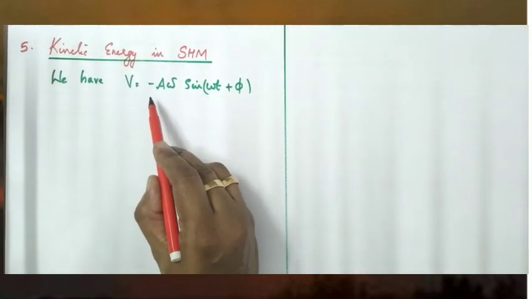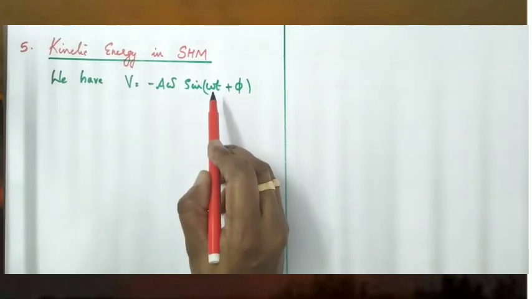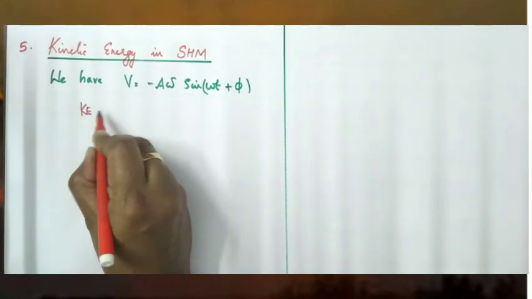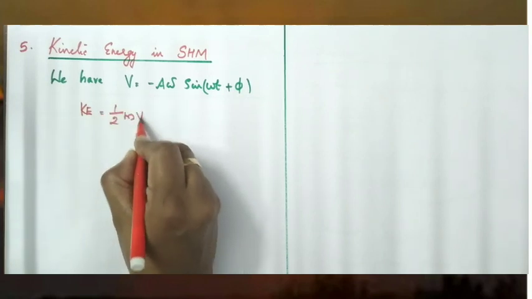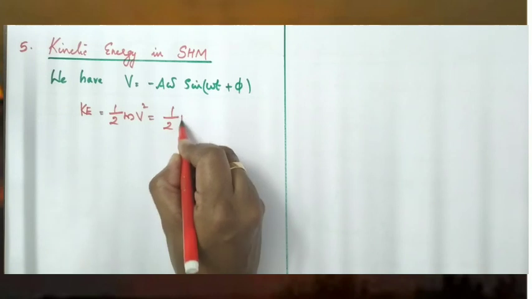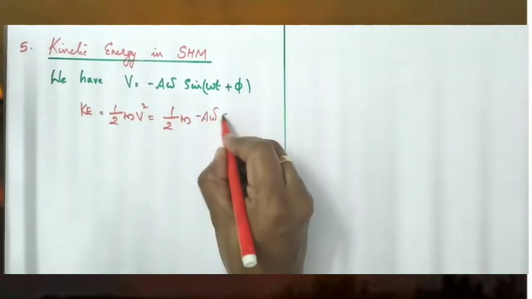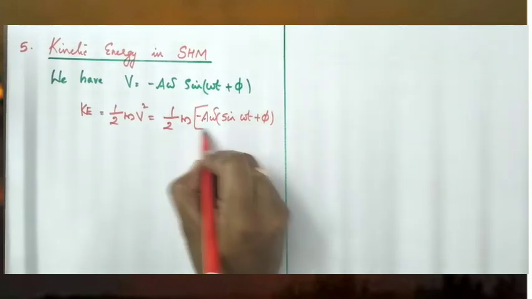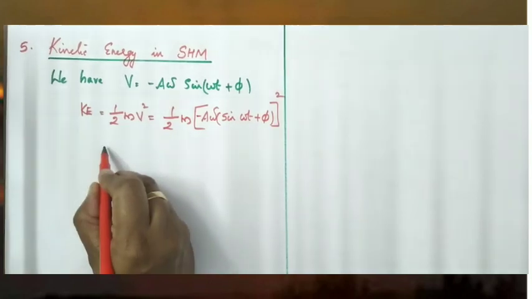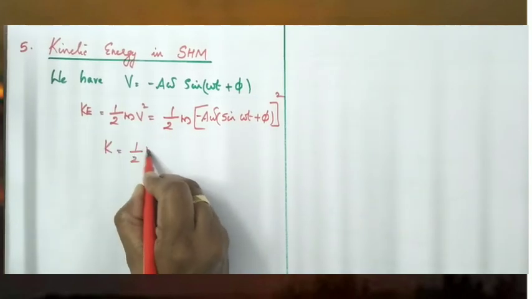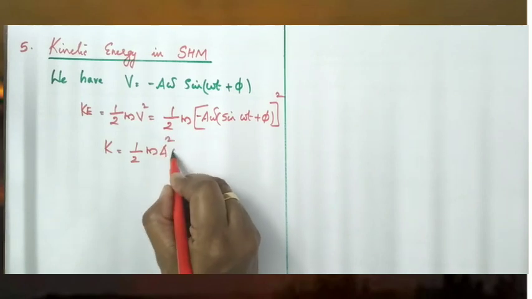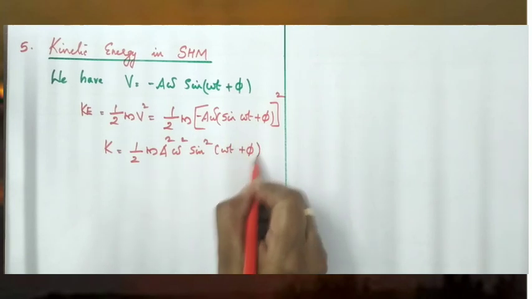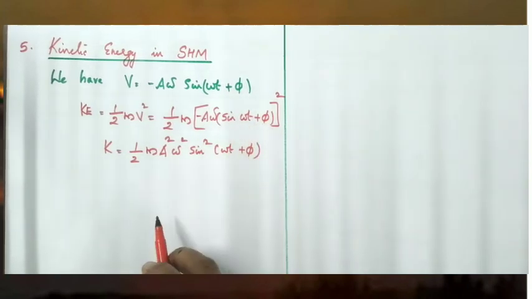We have velocity. What is the formula for velocity? Minus a omega sin(omega t plus phi), general formula. We have the kinetic energy equal to half m v square, which is half m into velocity, minus a omega sin(omega t plus phi), the whole square. So kinetic energy is equal to half m, here this can be written as a square omega square sin square(omega t plus phi).